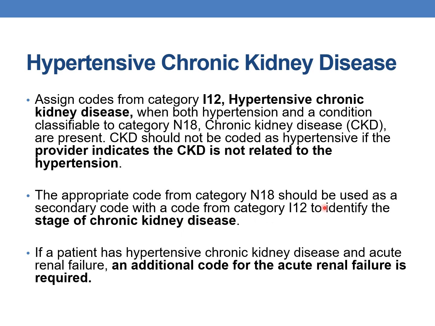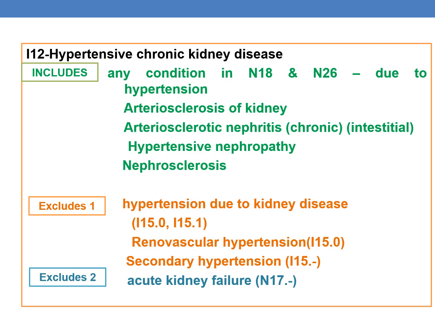Appropriate codes from category N18 should be used as a secondary diagnosis, along with the code from category I12, to identify the stage of chronic kidney disease. And if the patient has hypertensive chronic kidney disease and acute renal failure, an additional code for the acute renal failure is also required. This is also important.